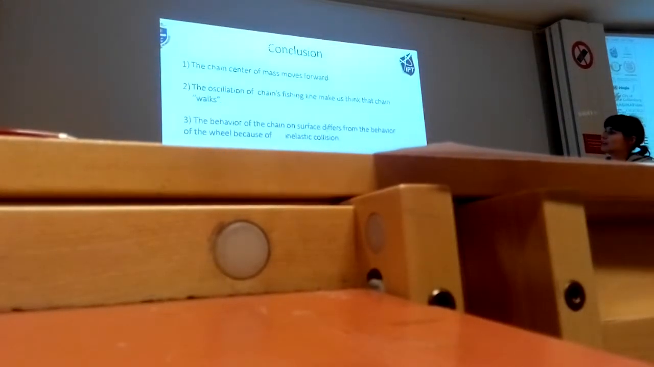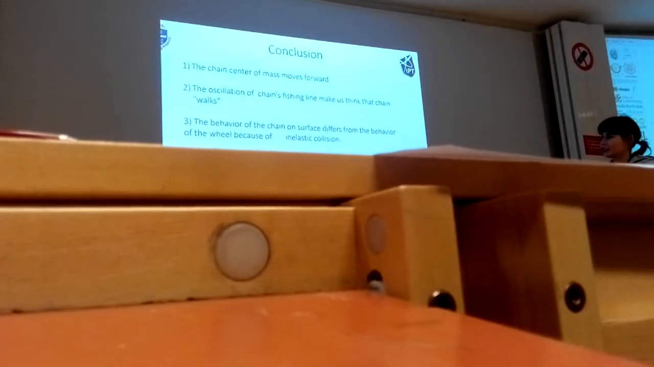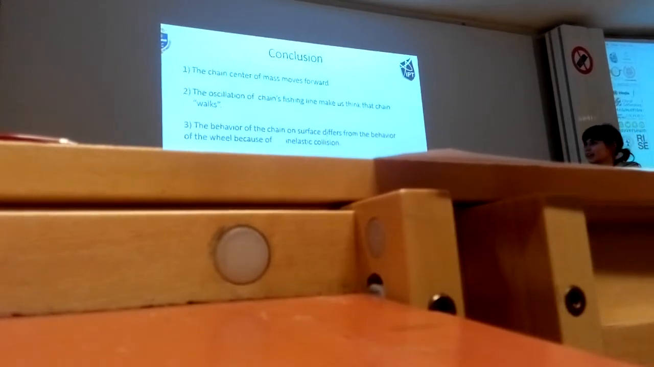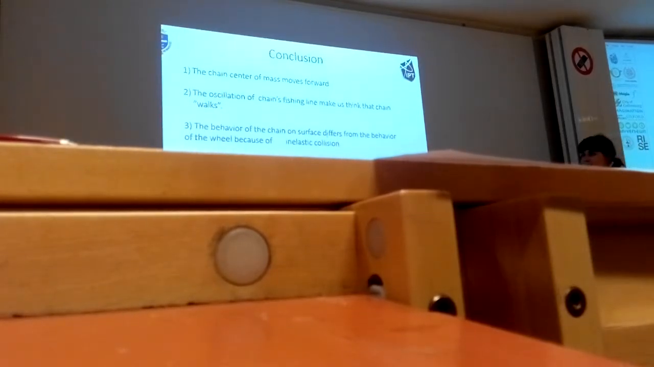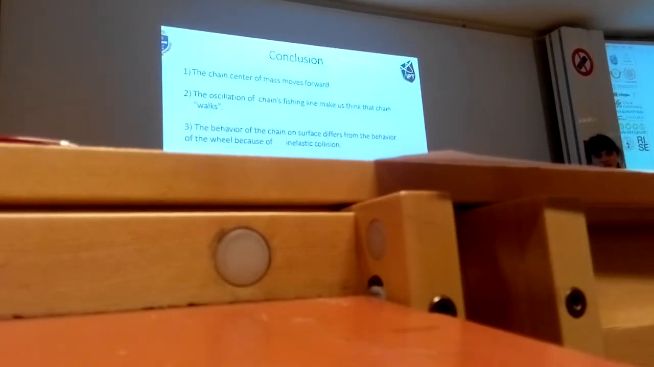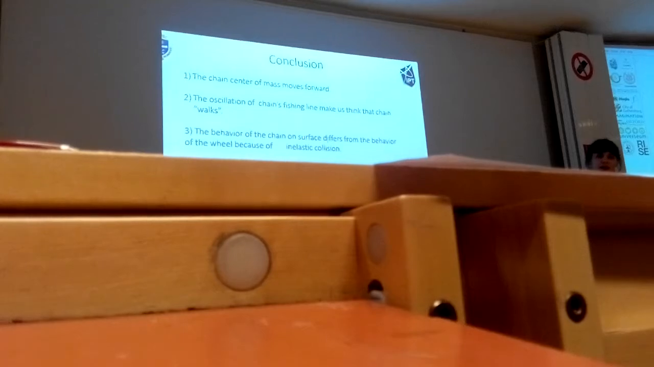And let's go to the conclusions. The chain center of mass moves forward. The oscillations of the chain's fishing line make us think the chain walks. The behavior of the chain on the surface differs from the behavior of a wheel because of inelastic collisions. The shorter the chain, the further it walks with an equal initial tangent velocity, and we managed to construct a theory that quite well describes the behavior of the chain.